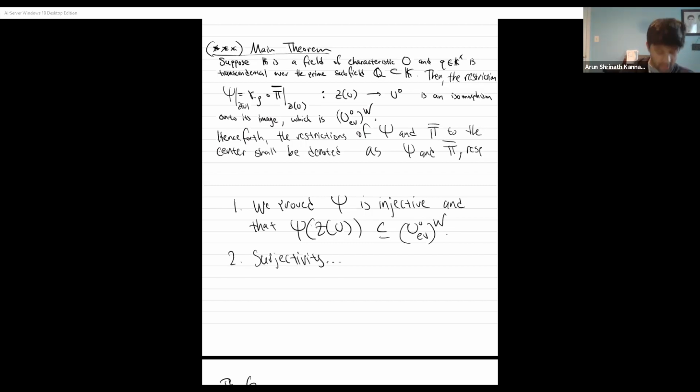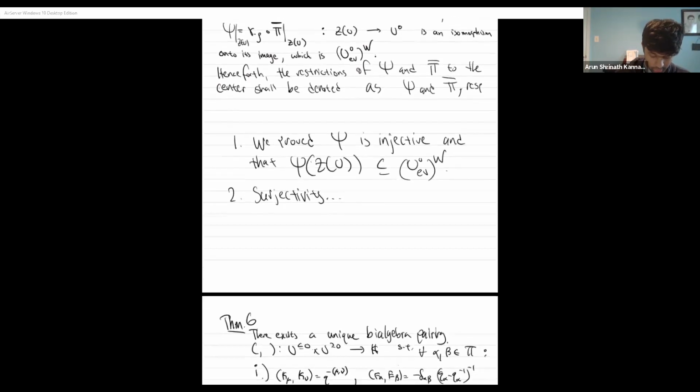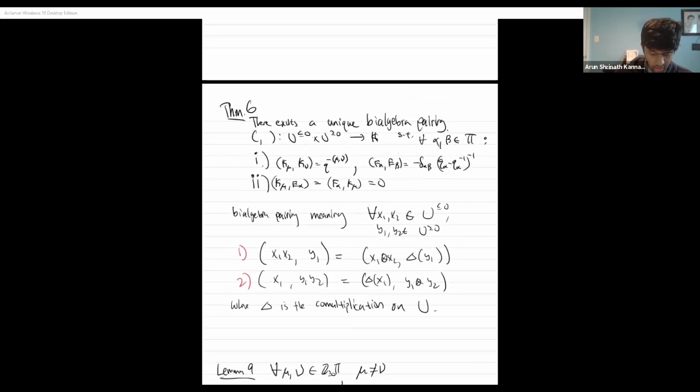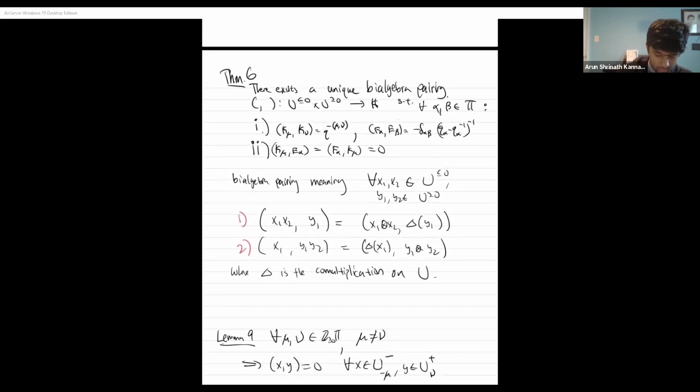Where we finished last time was we showed the following theorem, which is there exists a unique bialgebra pairing on u less than or equals 0 cross u greater than or equals 0, such that for all alpha and beta simple roots, we had the following properties. And more importantly, recall what a bialgebra pairing is. It's basically a homomorphism in each component, so let me be more explicit in blue here.